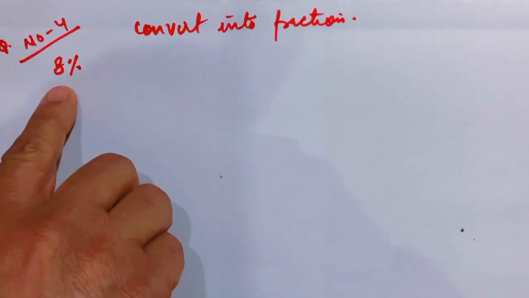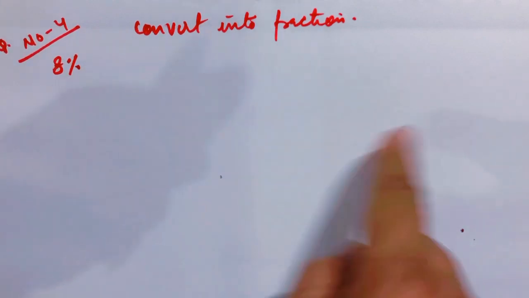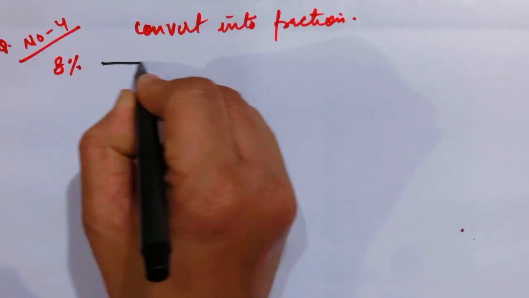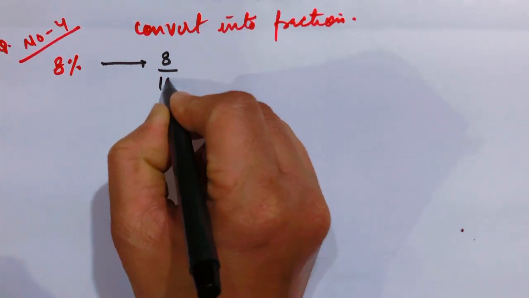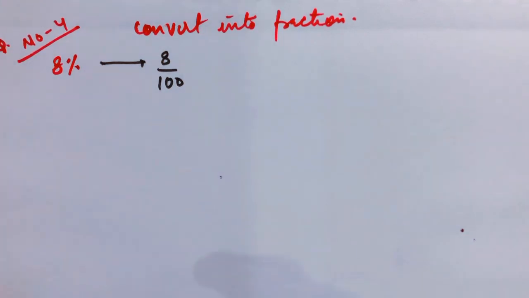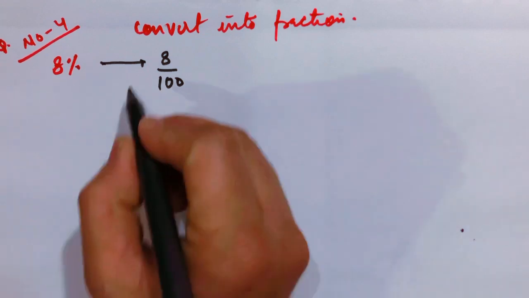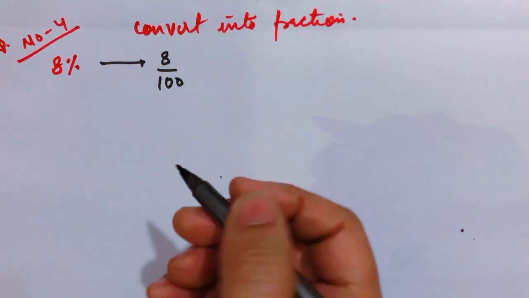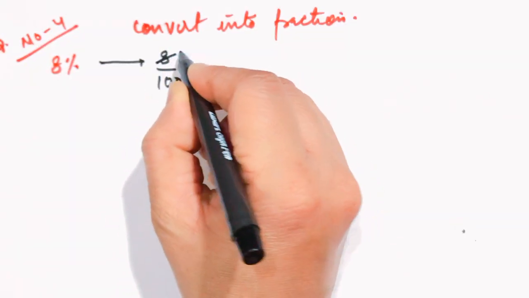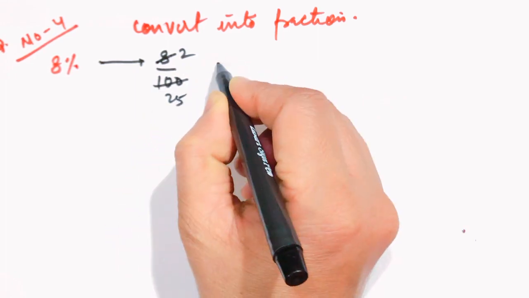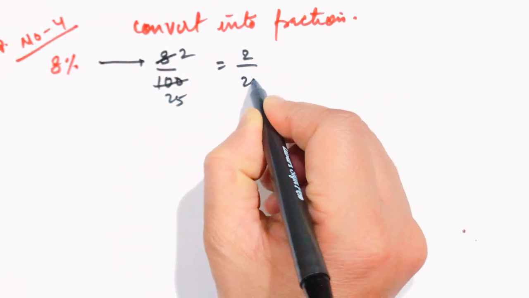Okay. So now, when percentage should be converted into fraction, this should be divided by 100. So 8 by 100. 8% means what? 8% means 8 by 100. Now let's solve it, isn't it? 4 2 times 4, 25 is equal to 2 by 25.